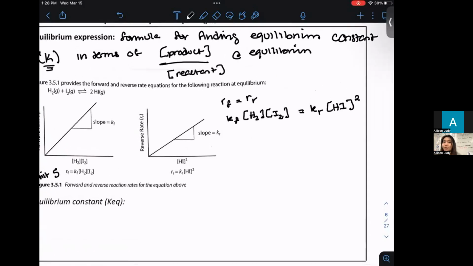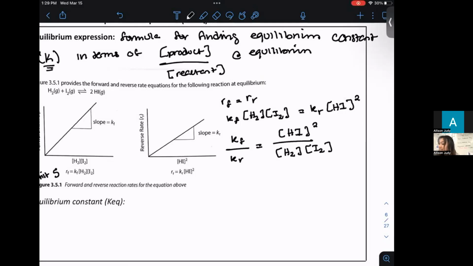So then what we do is say, if I were to compare the rate of forward product making versus reverse, I would say that little k, the rate constant for the forward direction, all over the rate constant for the reverse direction, is also going to reveal the relationship between the product making concentration and the reactant favored concentration. So what I do is I rearrange the equation: HI squared divided by H2 times I2.